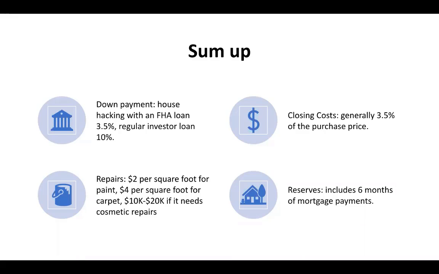Down payment: house hacking with an FHA loan, 3.5%; regular investor loan, 10%. Closing costs are generally 3.5% of the purchase price. Repairs are usually $2 per square foot for paint and $4 per square foot for carpet. Anything else gets an estimate, but as a rough rule of thumb, figure on $10,000 to $20,000 if it needs cosmetic repairs. Reserves include 6 months of mortgage payments.